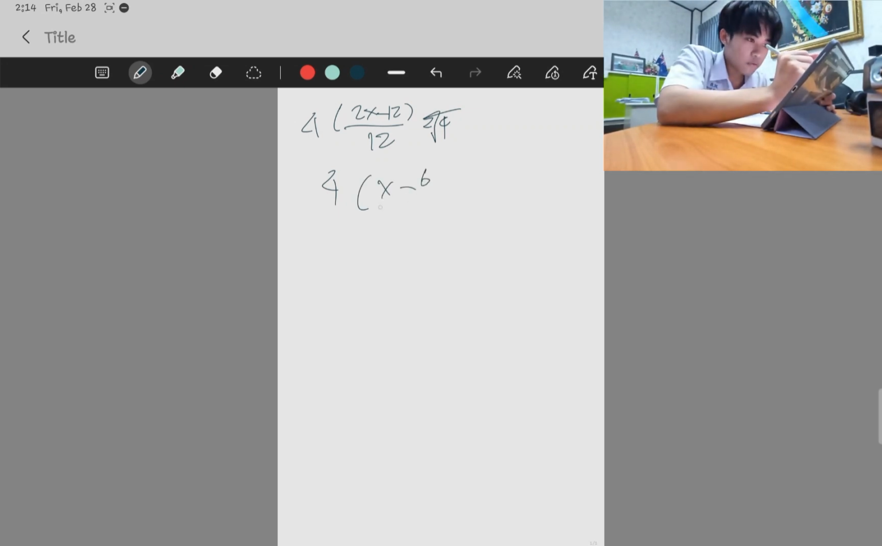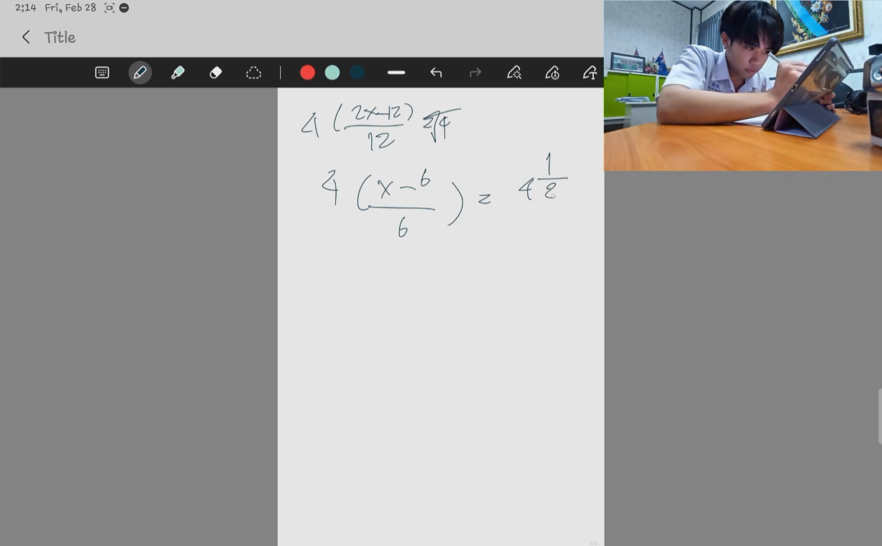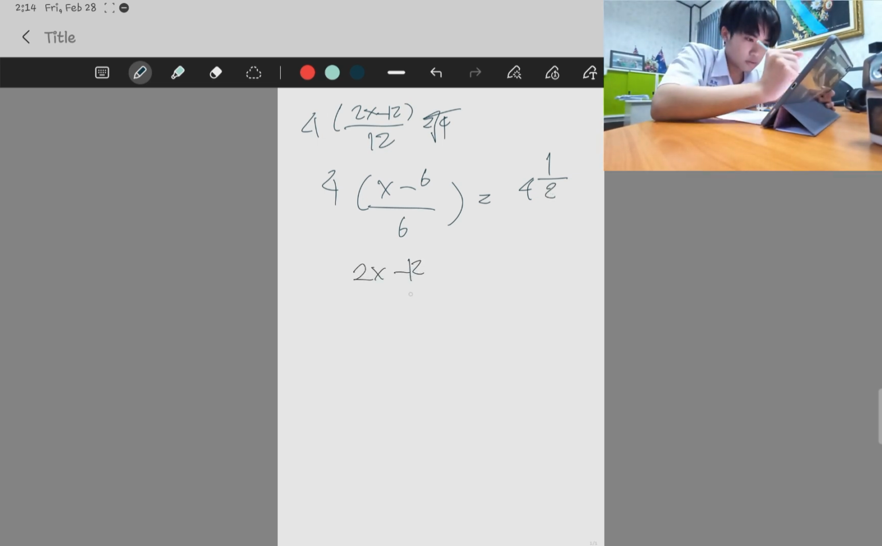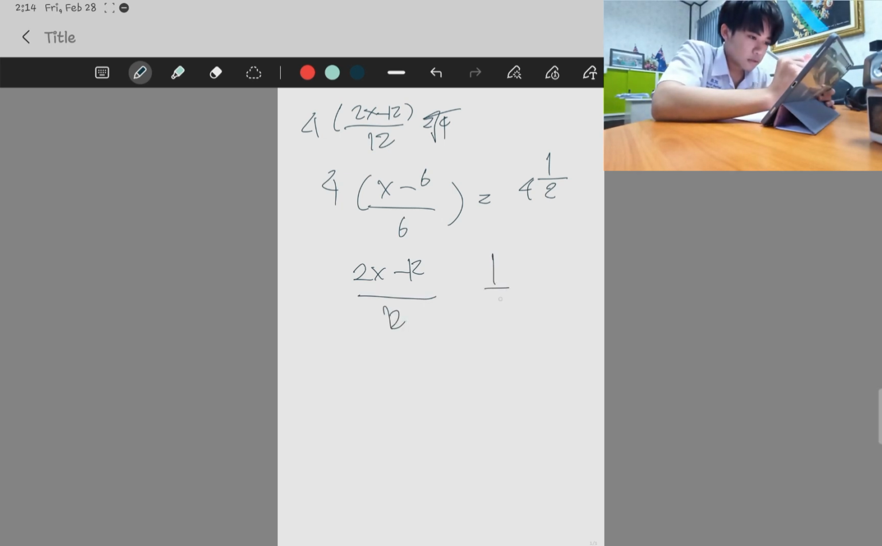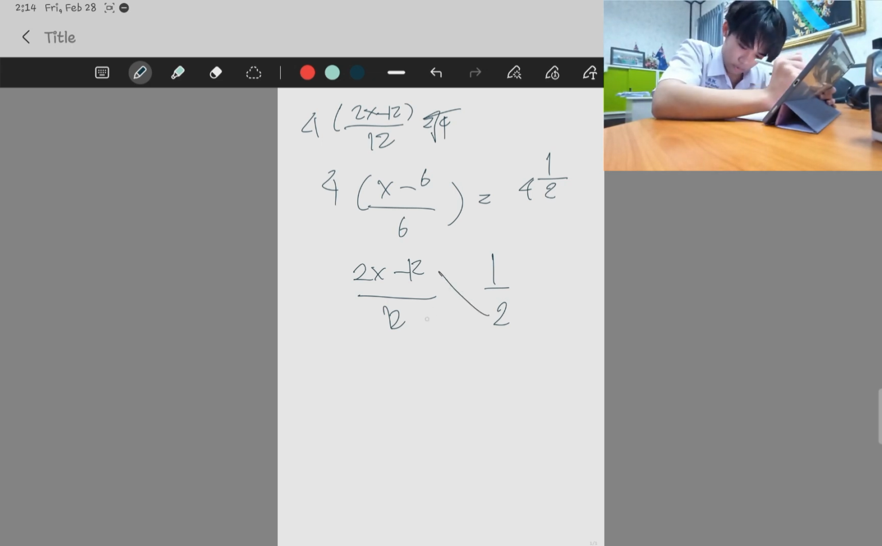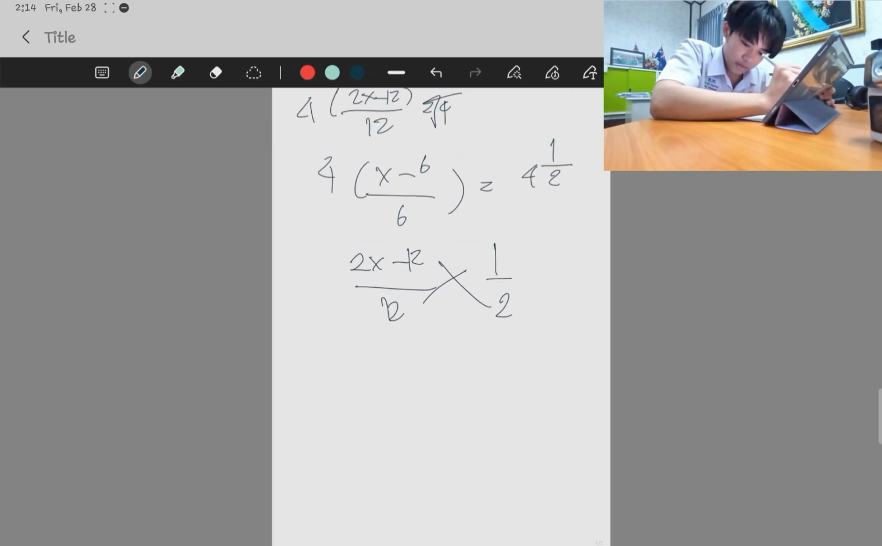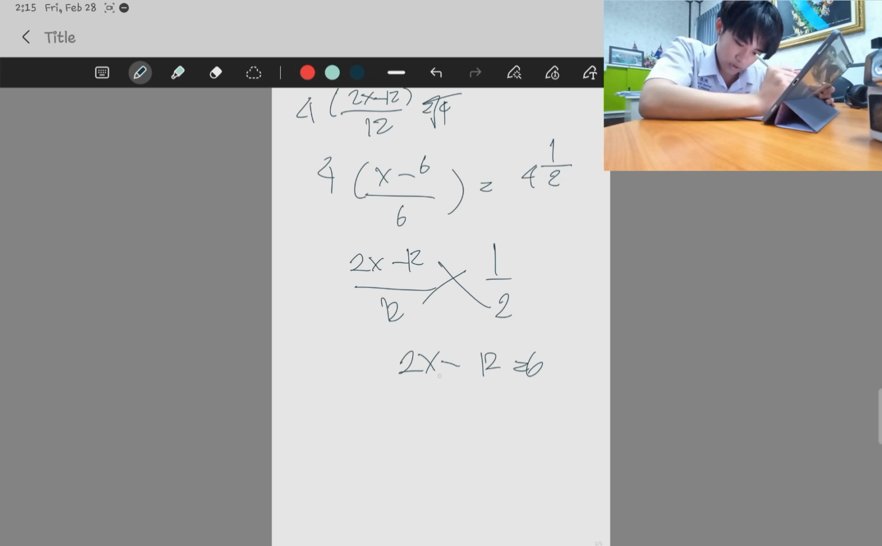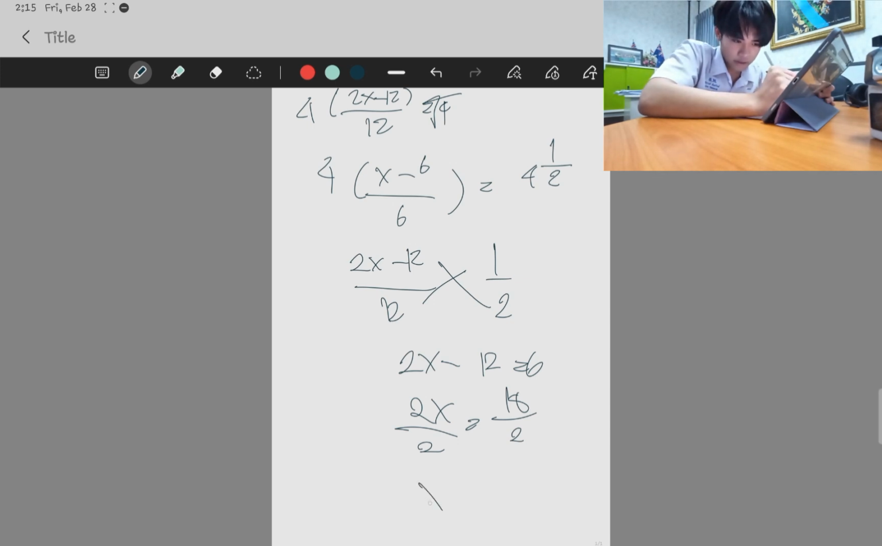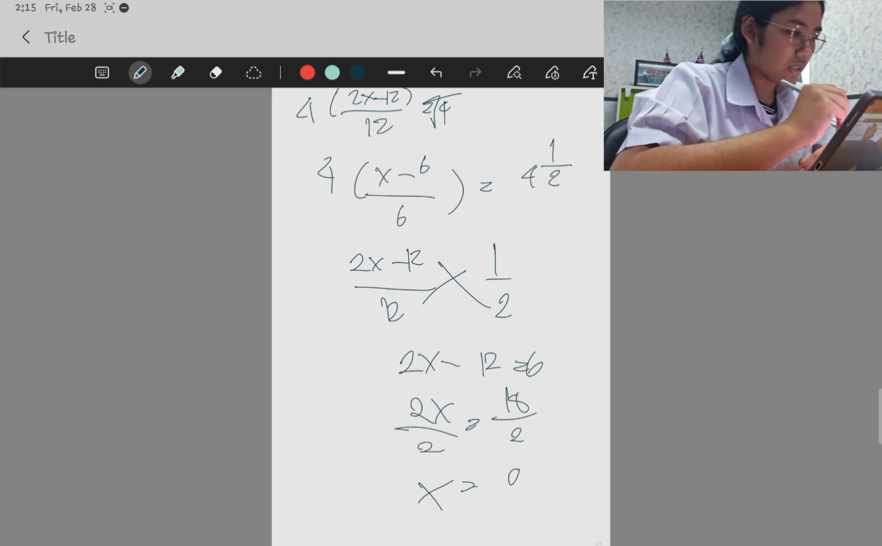4x minus 6 over 6 equals 4 1 over 2, and 2x minus 12 over 12 and 1 over 2, times 2 times 2x minus 12, and times 12 to 1, and 2x minus 12 equals 6, and 2x over 2 equals 18 over 2, and the solution is x equals 9.